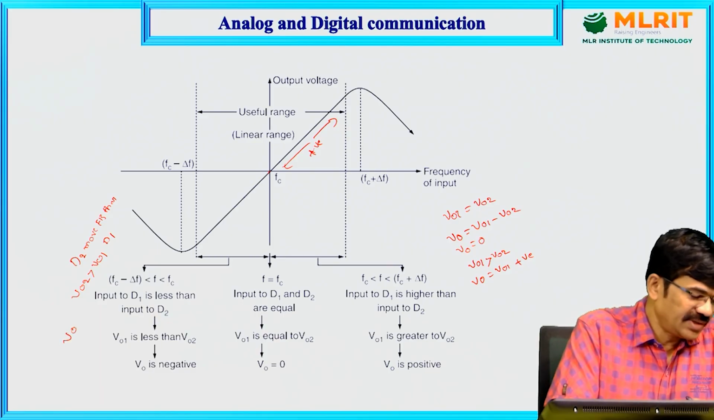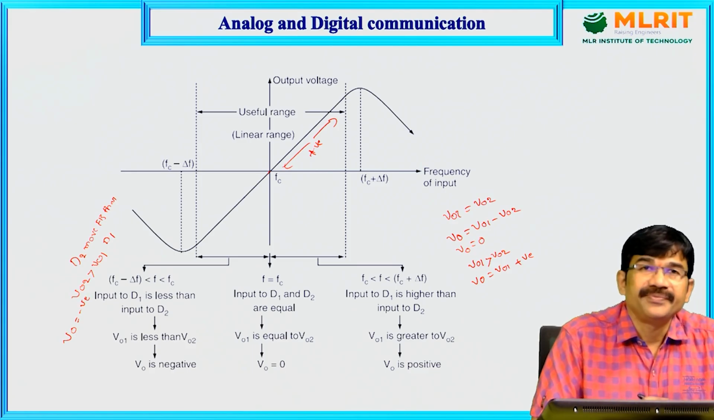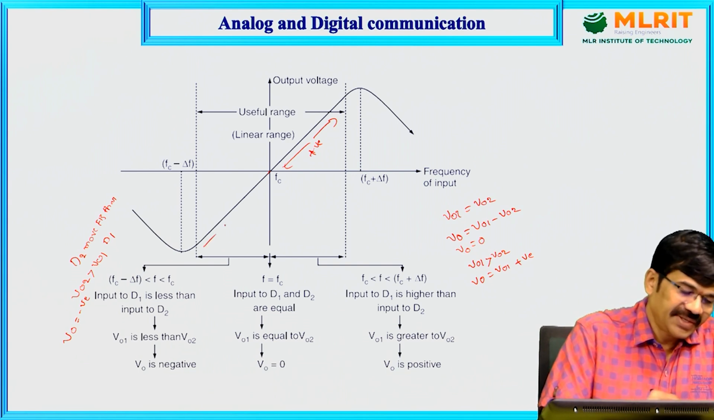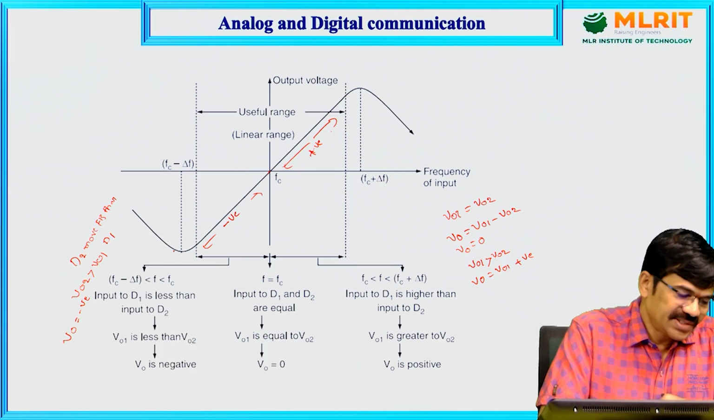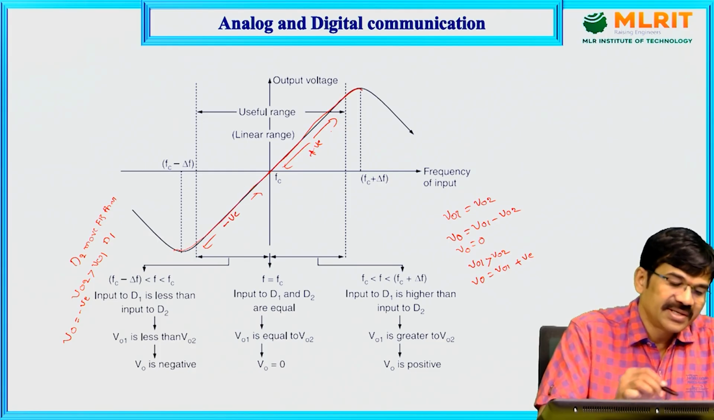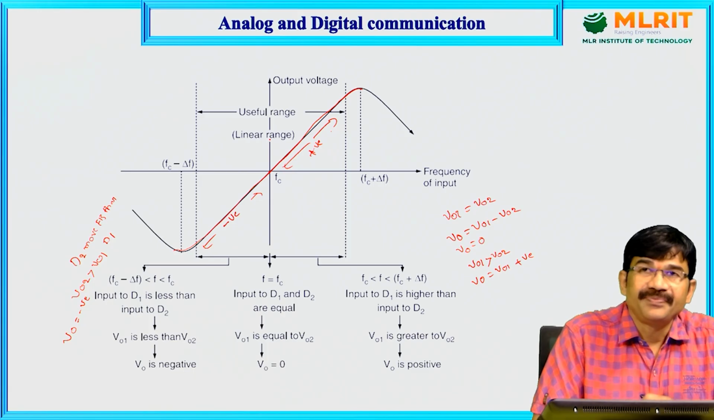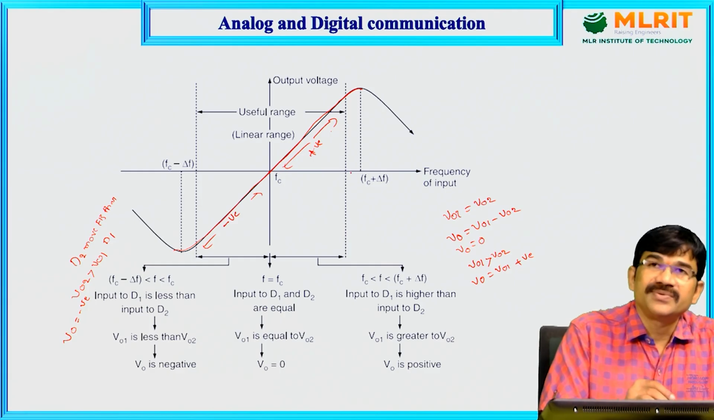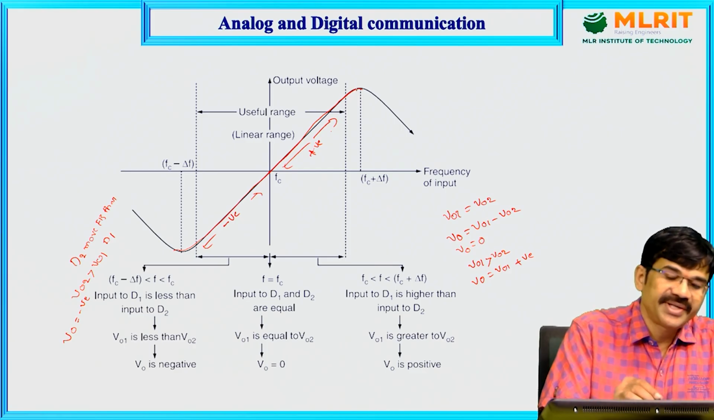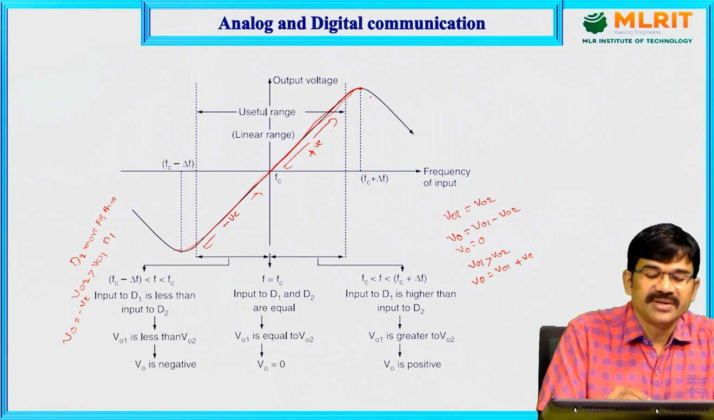So what is the V0 value we are getting? V0 value is negative here, and here V0 value is positive. So what is this range we are calling? This is the useful range or linear range. This linear range we are using for the detection of the original modulating signal, we are extracting from this linear range. Beyond this we are calling it the non-linear range.